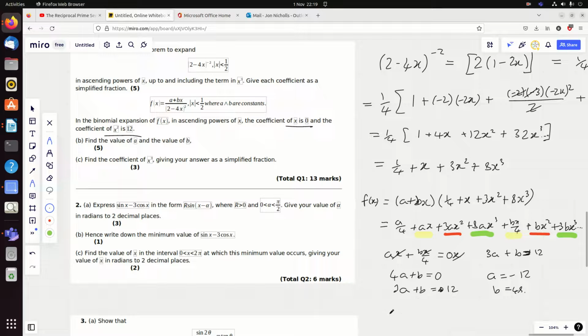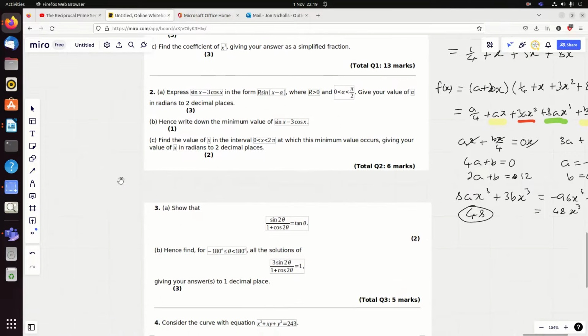We've got 8a x cubed plus 3b x cubed. So we're just going to have to chuck in our a's and b's here. So we're going to get 8 times minus 12, which is minus 96 x cubed. And then we're going to get 3 times 48, which is 144 x cubed. If we simplify those, we're going to get 48 x cubed. And so the answer is 48. Done. Okay, what we got next?